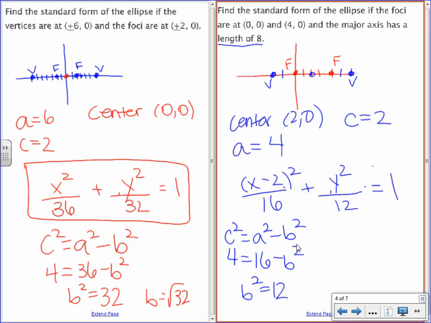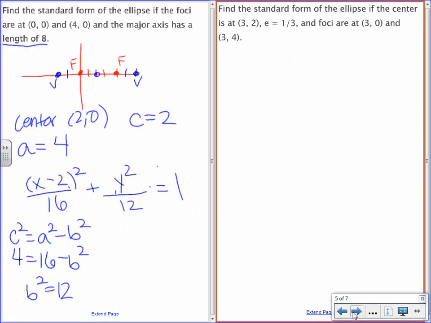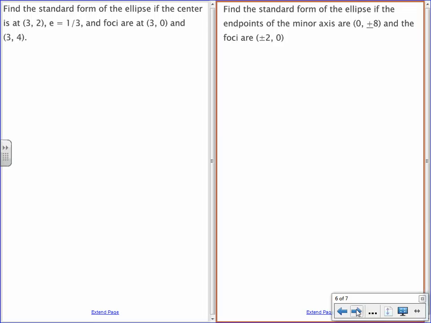Okay. Those are pretty basic examples, and it's really not going to get that much more complicated, but we have a couple different types of information that you're going to see. So here are your next 2 problems that I'd like you to work on together. You have about 10 minutes. Okay?